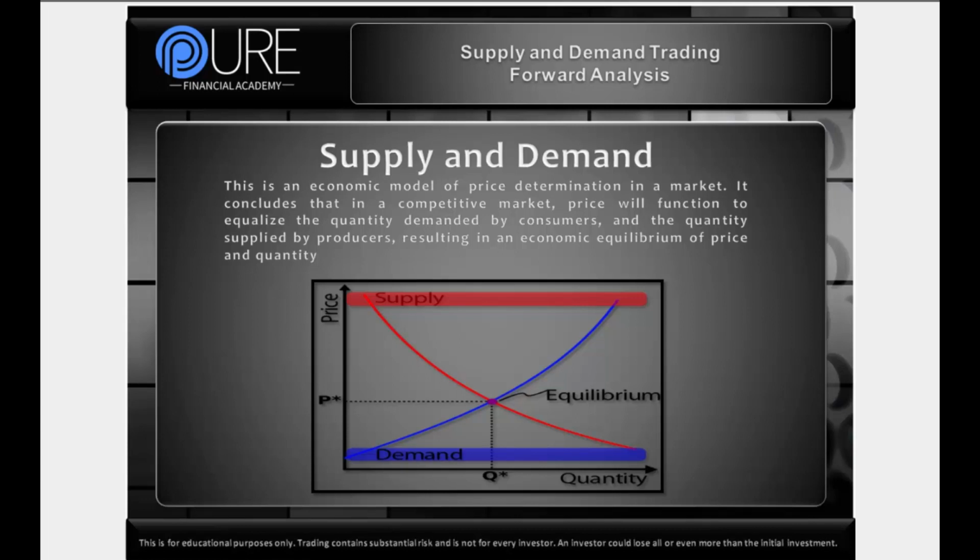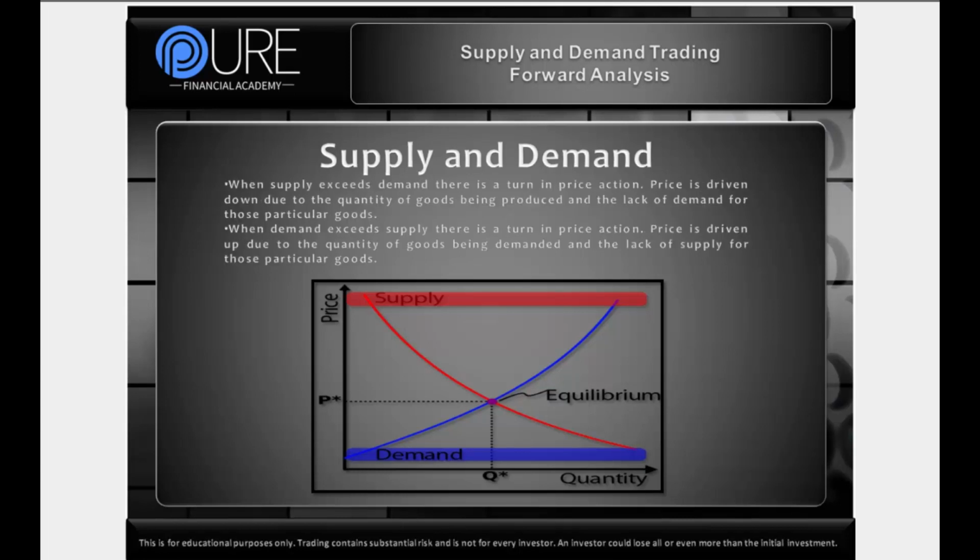Supply and demand is an economic model of price determination in a market. It concludes that in a competitive market, price is going to function to equalize the quantity demanded by the consumers and the quantity supplied by the producers. So, guys, that doesn't even reference the financial markets, right? That's just literal supply and demand. So let's keep it that simple from the beginning.